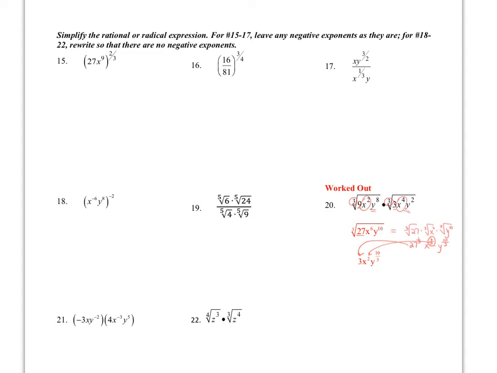So let's look at question 15. Actually, let's read the directions. For 15 through 17, it says leave any negative exponents as they are. So that means if you get a negative exponent, leave it negative. For 18 through 22, no negative exponents. So that means if you have a negative in the numerator, you need to move it to the denominator. If you have it in the denominator, move it to the numerator.